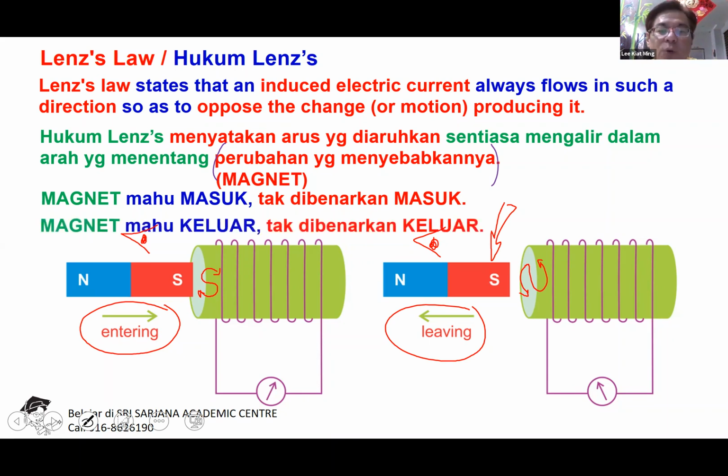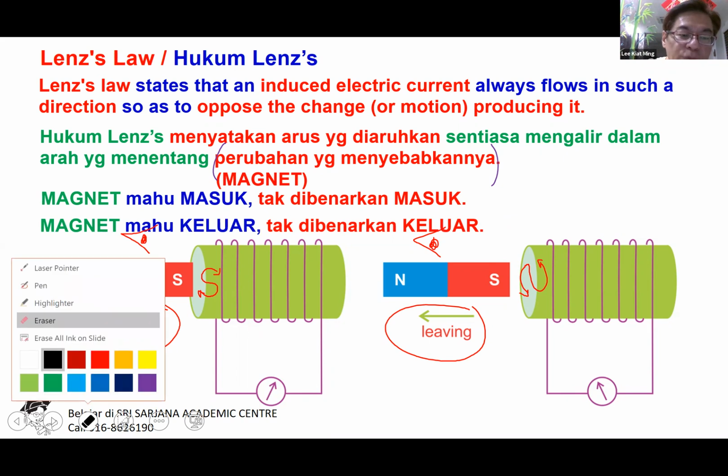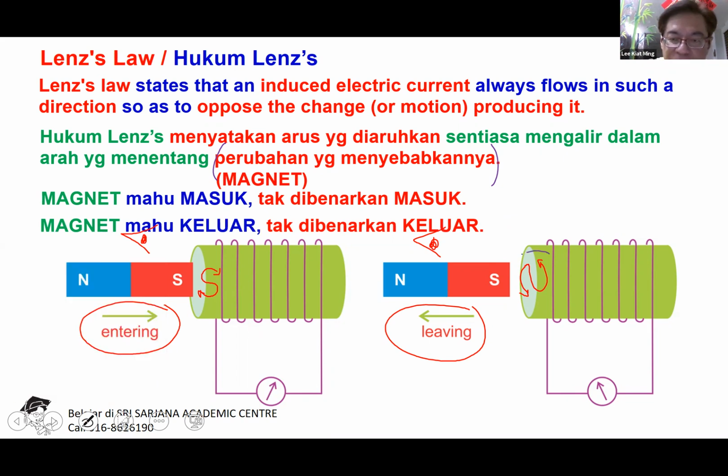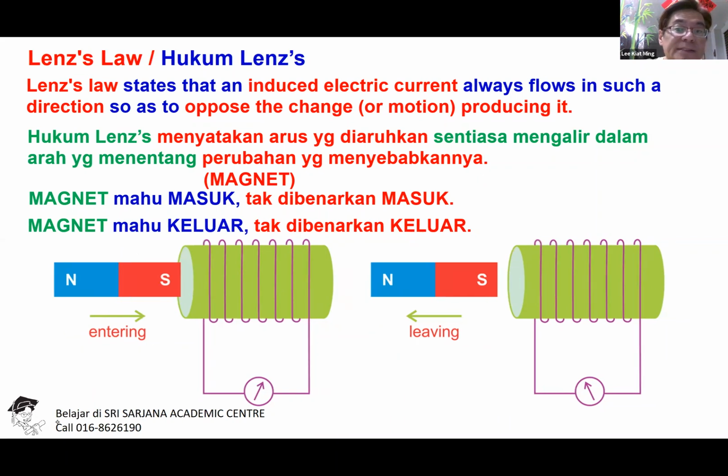Bahasa version we will say like this. Bila magnet mahu keluar, magnet tak dibenarkan keluar. So bagaimana tak dibenarkan keluar? Maksudnya dia akan menjadi kutub utara di sini, north, supaya dia akan tarik balik magnet agar dia tidak keluar. Jadi tak dibenarkan keluar, tak bermaksud tak boleh keluar, dia masih boleh keluar. Clear? Itulah aplikasi yang kita perlu tahu, the application of Lenz's law.